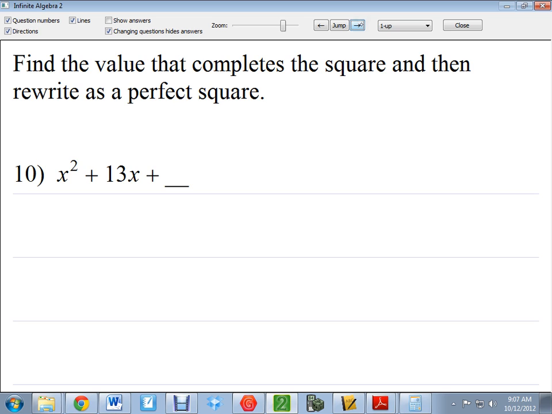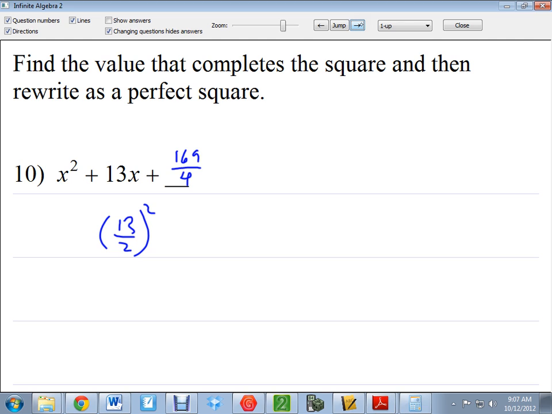Well, that's good, but what if the number in the middle is not something that's obvious? Let's say like 13, for instance. What the heck are we going to do with that? Alright, well, let's just do the process. 13 divided by 2 is 13 halves. We're going to square that, and that is 169 over 4, and I'm going to add that to the end.